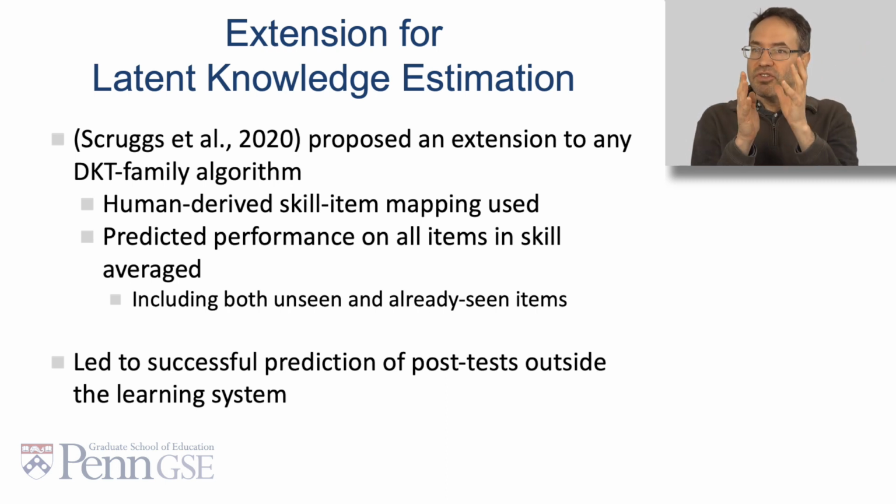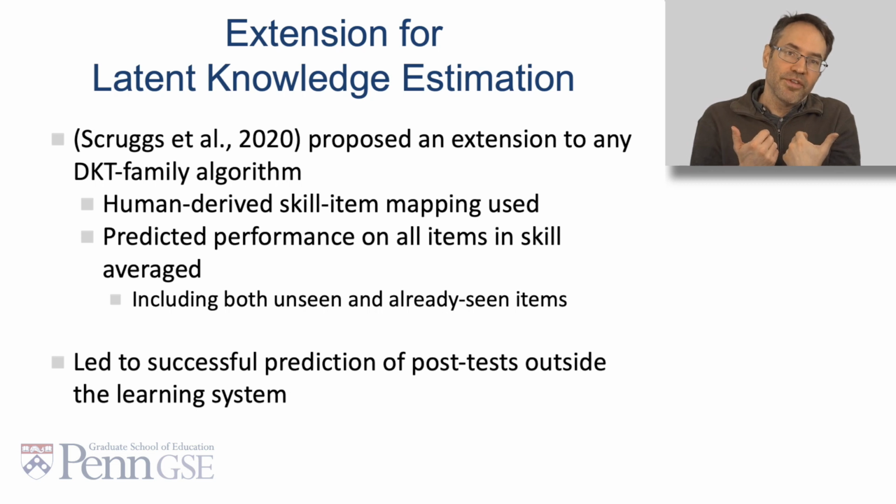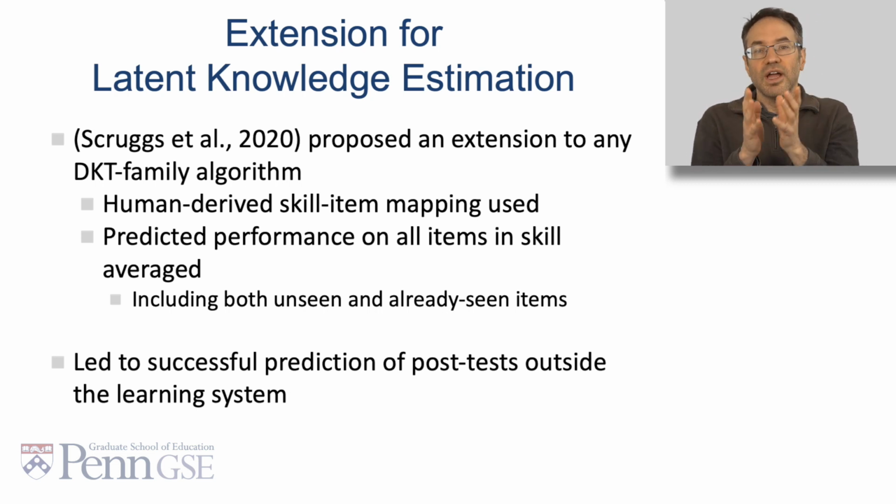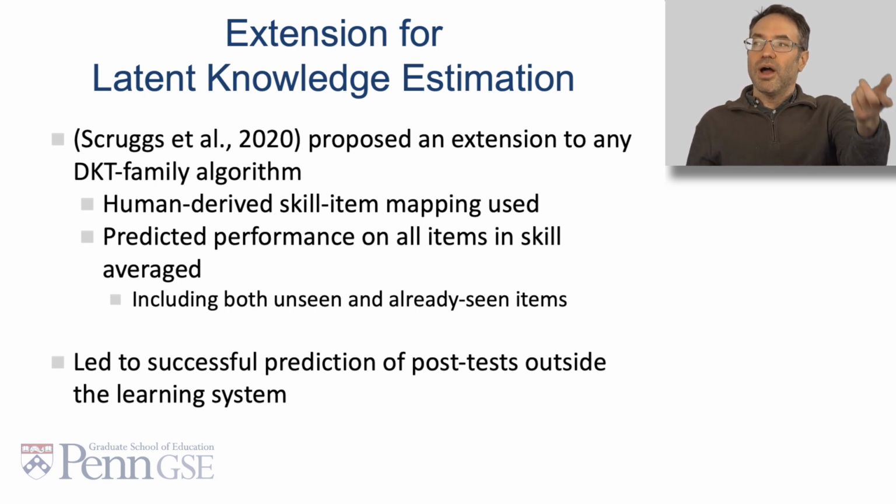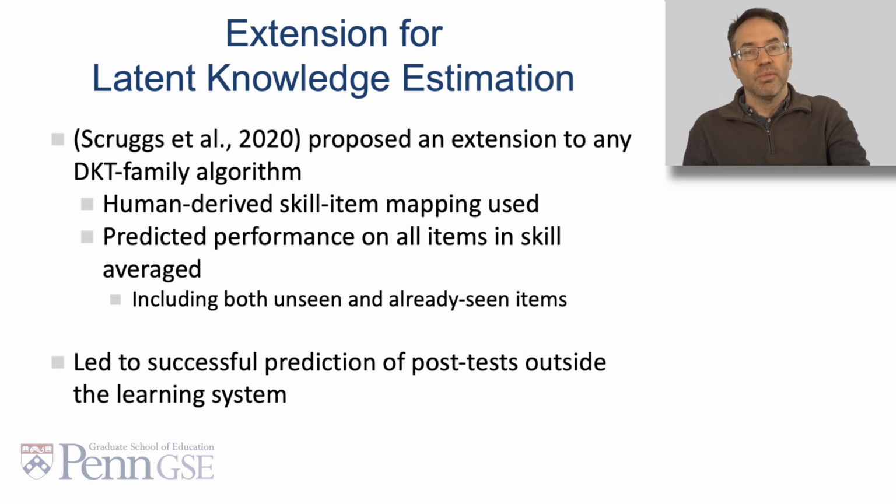It turned out that these averaged estimates, despite being a fairly crude method, and I can call it a crude method because I was a co-author on it, led to successful prediction of post-tests outside the learning system. So it was actually capturing something latent about student knowledge that could be adapted to new items involving the same skills in a different setting.